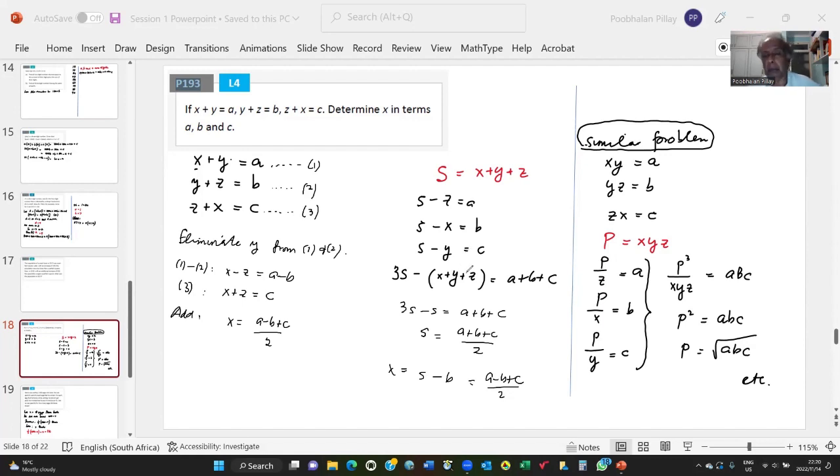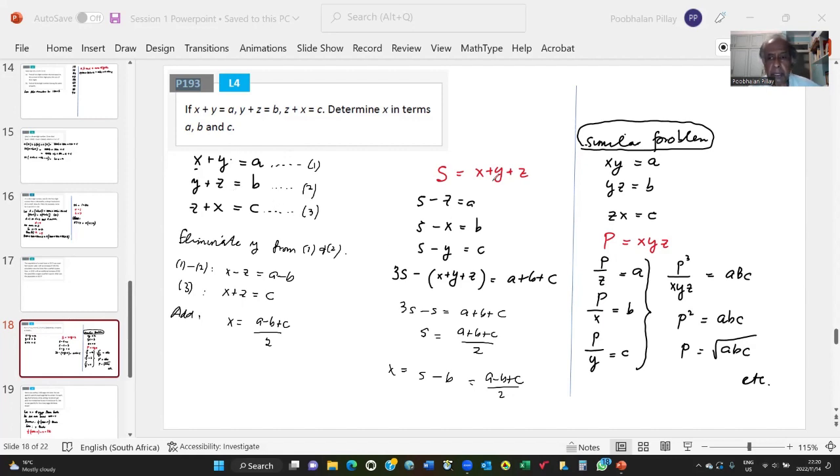Okay, this seems to be a long-winded way of doing it, but it serves a very useful purpose in other kinds of problems which may not be as easy as this. You have a similar problem. Instead of having x plus y equals a, y plus z equals b, you can say the product xy equals a, yz equals b, zx equals c.